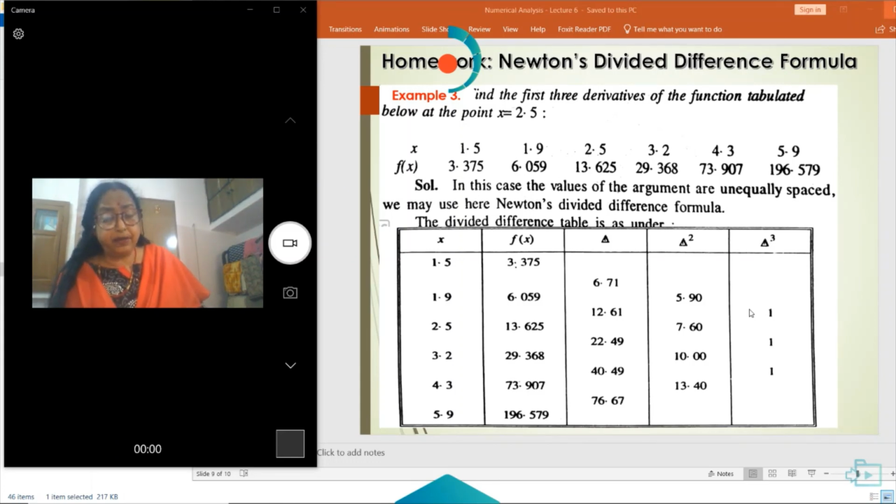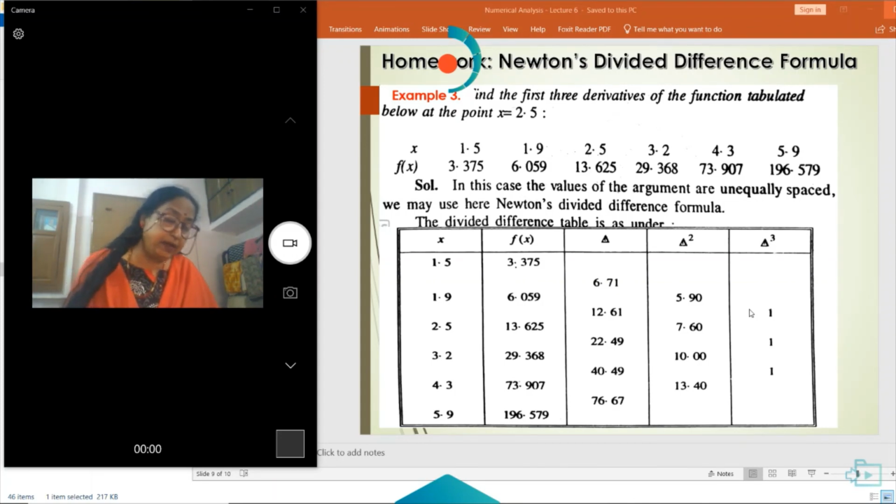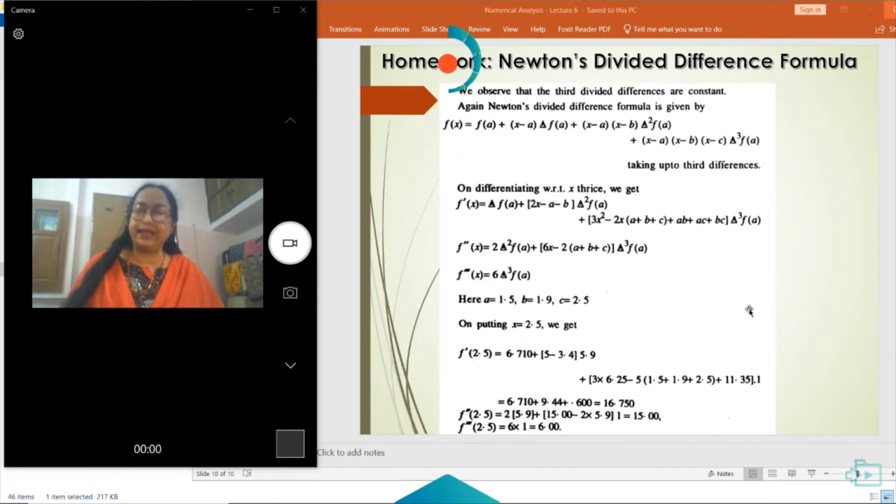wrong. So, in case of unequal intervals, we use the divided difference formula and Lagrange's formula, where the divided difference table is as shown on your screen, and we will continue tomorrow with Lagrange's formula, which is also an unequal interval formula. Thank you.